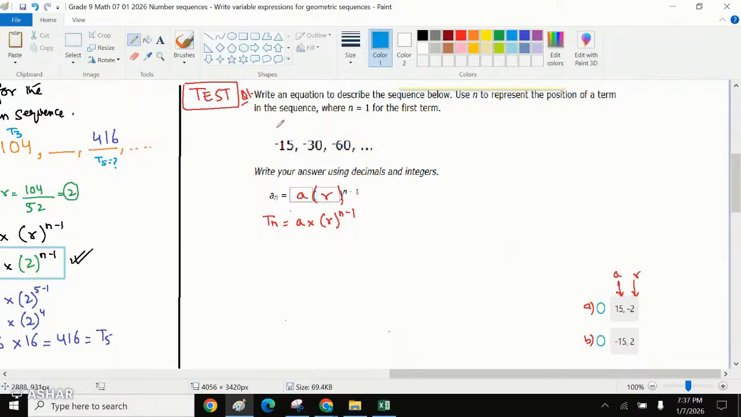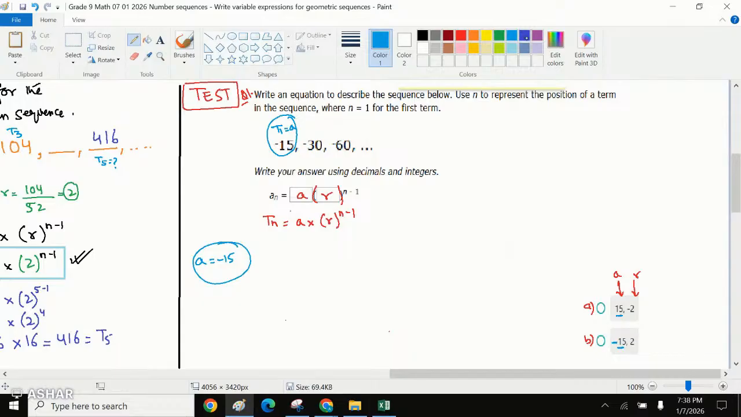We know that term 1 is always the value of A, right? So they both have 15. Which one has a negative 15? That is B, because A was negative 15, right? So most probably B has to be the correct answer.